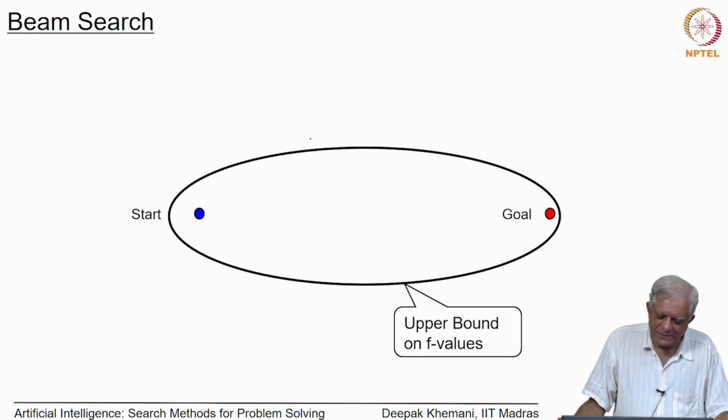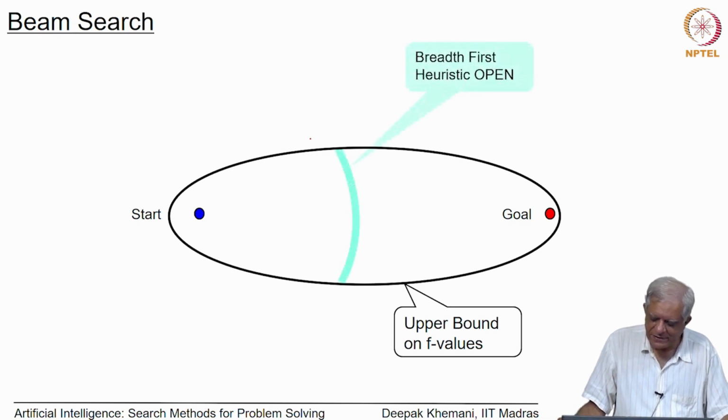Now, let us get back to beam search. What does beam search do? Given the same upper bound and given that breadth first heuristic has an open which looks like this, what is the space requirement of breadth first heuristic search? It is open plus closed. What is closed? Closed is everything on the left hand side of the open node within the boundary.